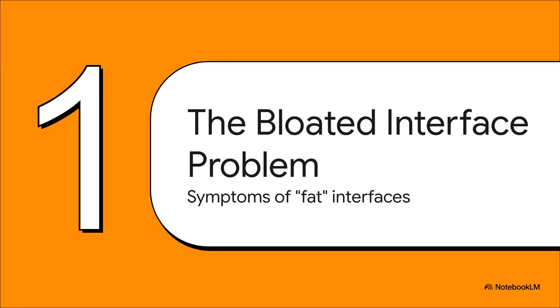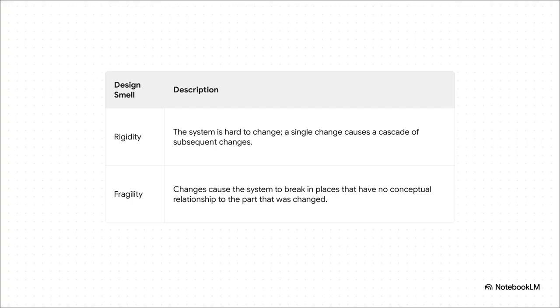Okay, so when an interface just tries to do way too much, it starts to give off what we call design smells. These are basically just warning signs that something is structurally wrong with our code, making it brittle, fragile, and just a real headache to work with. And two of the worst smells are rigidity and fragility. A rigid system is one where a tiny, seemingly simple change forces you to go on a wild goose chase, modifying a dozen other files.